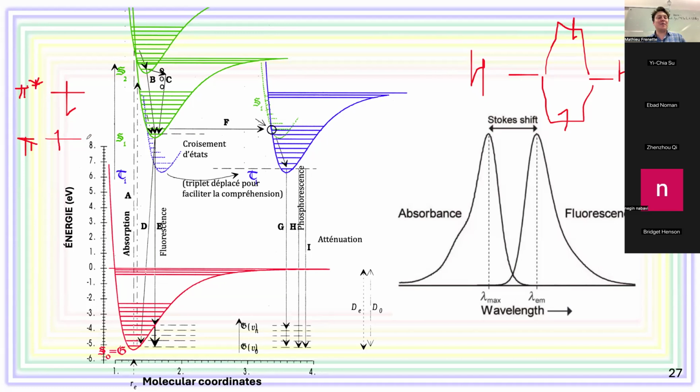Okay, so molecules can go in the excited state, but they will still shift in terms of geometry, and that explains part of the Stokes shift.